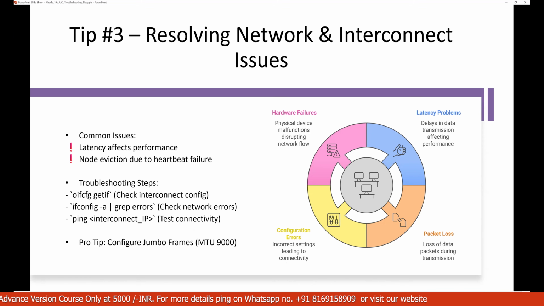There can be physical device malfunctioning that can disrupt the network flow, or it can be configuration issues, let's say incorrect settings leading to connectivity problems, or it can be latency problems, so delay in the data transmission can affect the performance, or it could be packet loss. Sometimes if your network is very busy while transmitting the data, there might be a situation where the data might be lost due to packet loss during the transmissions, due to multiple factors.